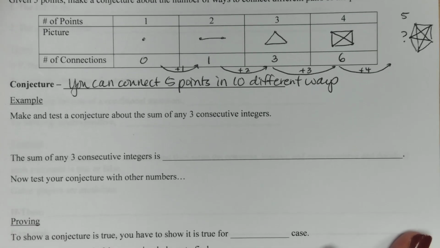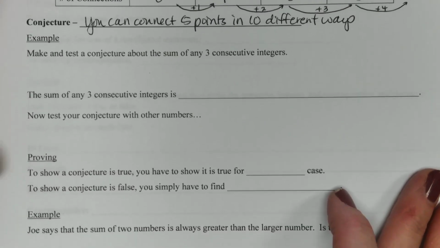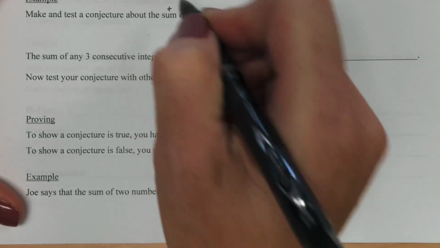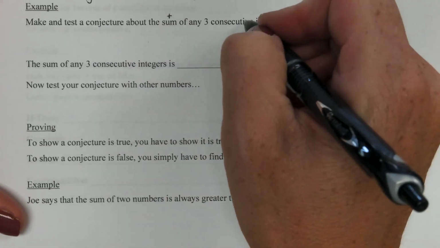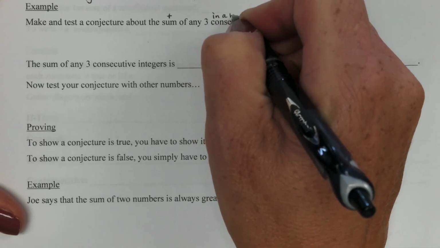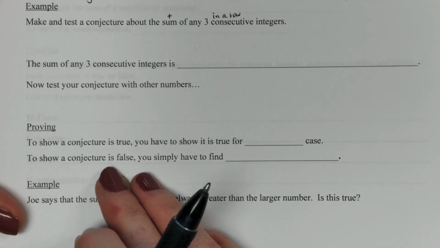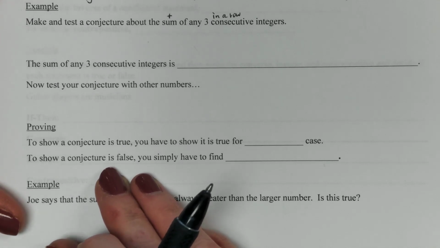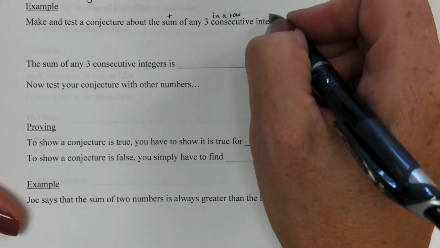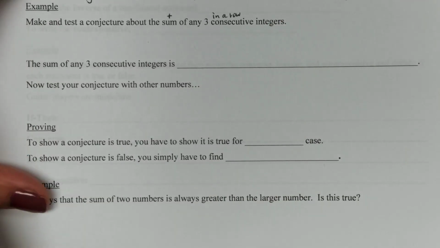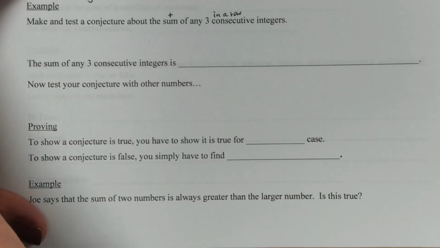Next says, can you make and test a conjecture about the sum of any 3 consecutive integers? So we need to break this down a little bit. Sum means add. We want to add. 3 consecutive just means in a row. So the numbers 1, 2, 3 will work, but the numbers 5, 10, 15 will not. So they need to be in a row. And then integers, we just don't want any decimals. We can use negatives if you want, but no decimals.